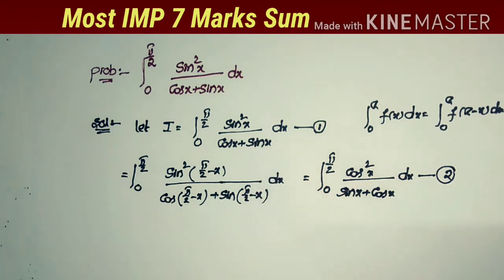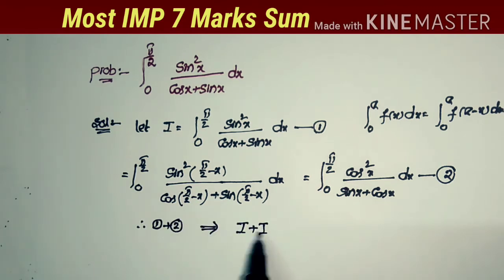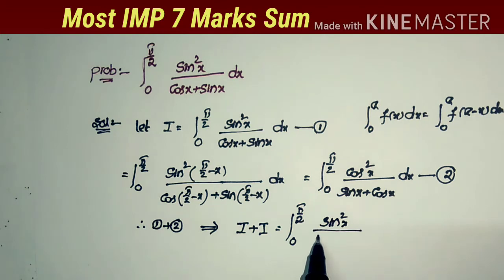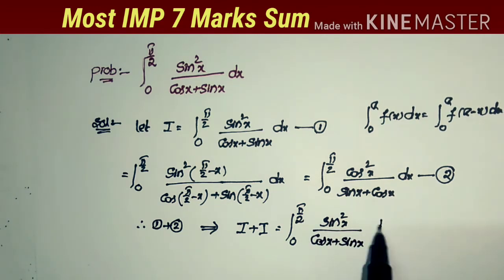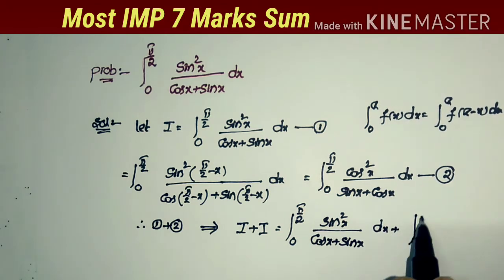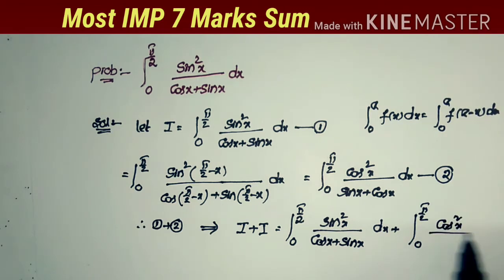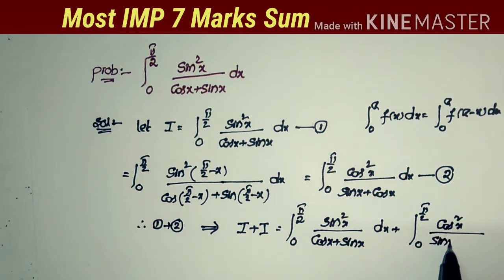Now adding both of the values. Therefore 1 plus 2, adding the two equations, that is I plus I. First equation value I, second equation value I. I plus I is equal to the first integral 0 to pi by 2 of sin square x by (cos x plus sin x) dx plus integral 0 to pi by 2 of cos square x by (sin x plus cos x) dx.